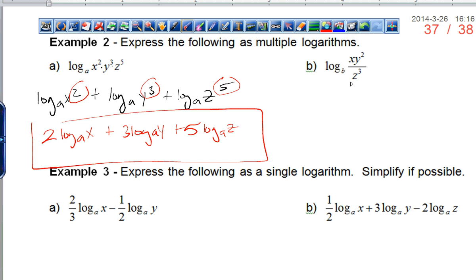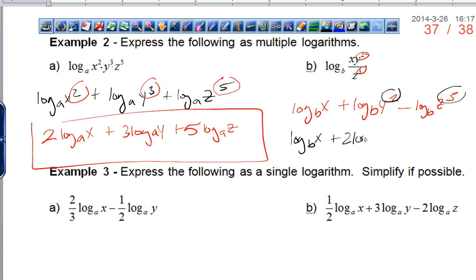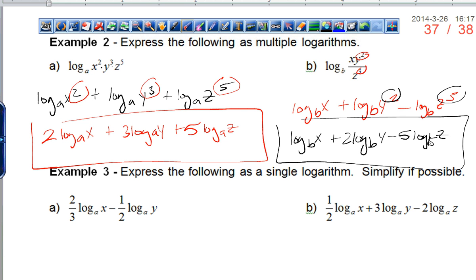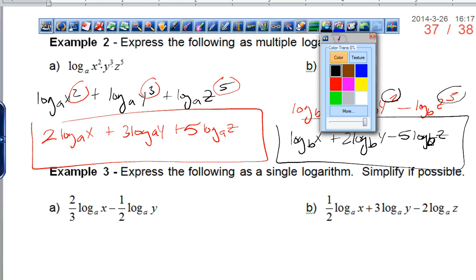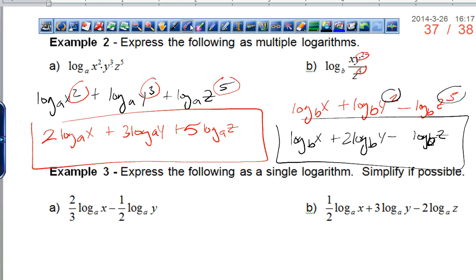This time we got division, so that means subtraction. I still got a square root of 3, so that means I'm going to be putting those out in front. So I got log base b of x plus log base b of y squared minus log base b of z cubed. And then don't forget, we can move our 2 and our 3 out in front. So my final answer, I can't do anything to the first one, but then everything else, I got the 2 log base b of y minus 3 log base b of z. That's a 3, not a 5. I can't read my handwriting. There we go. 3.